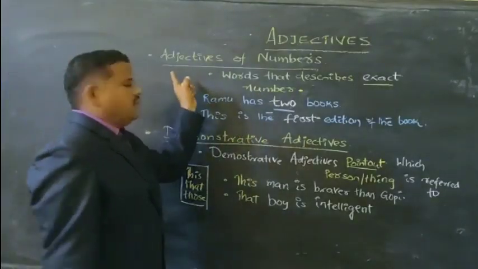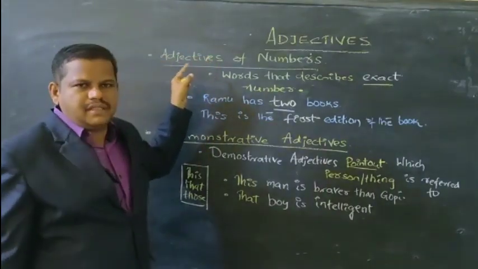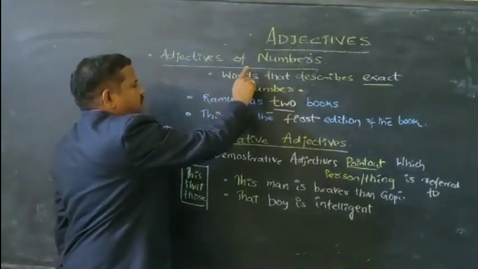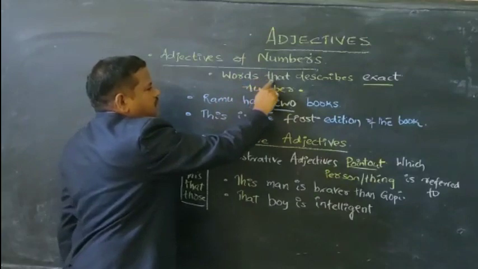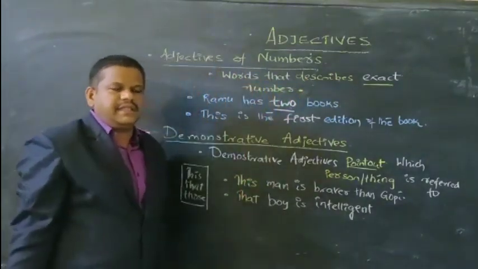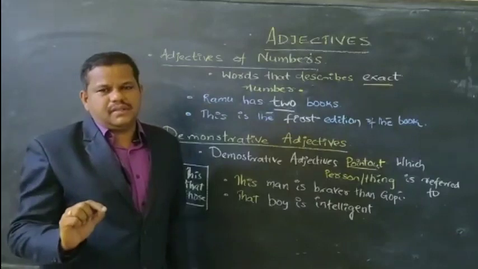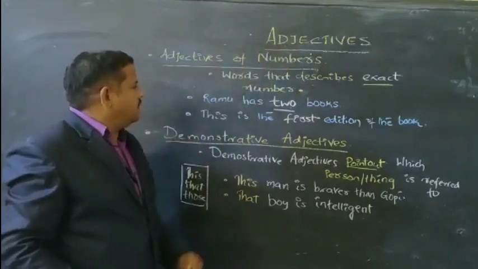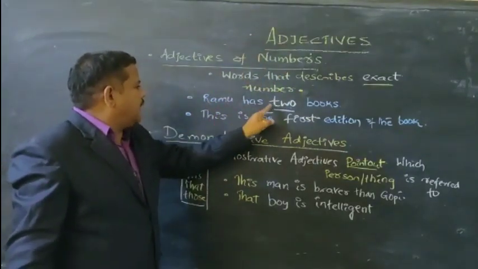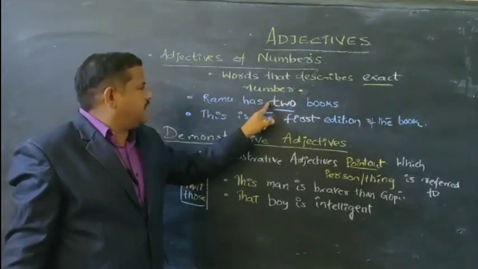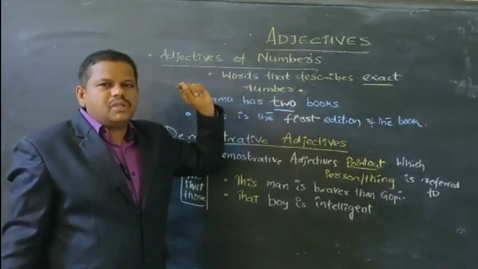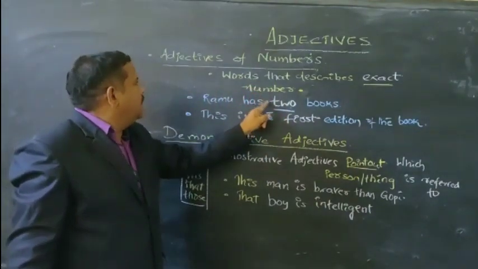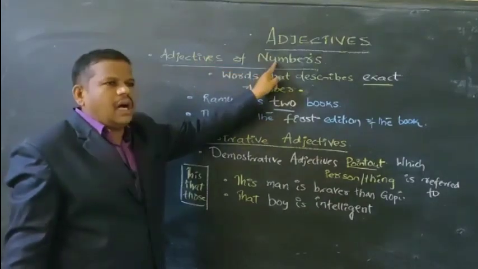Students, now we will see the next type of adjectives. Adjectives of numbers. Adjectives of numbers are the words that describe an exact number. In the sentence, you can see the exact number of things, and that is called adjectives of numbers. Take one example. Ramu has 2 books here. See here, 2 stands for the number. How many books are there? Ramu is having 2 books here. It denotes 2 books. That type of adjectives are called adjectives of numbers.